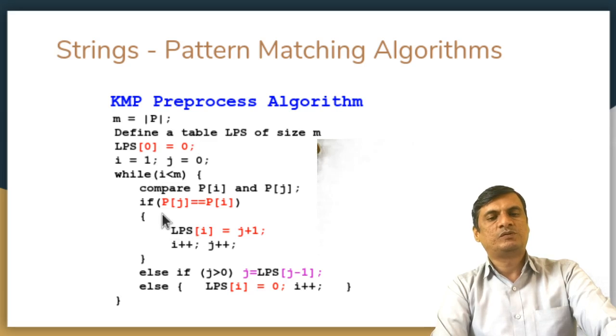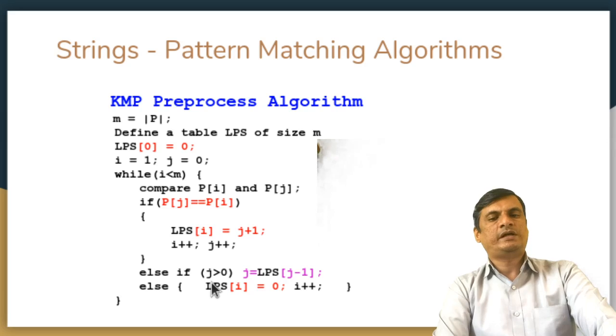So here what you do is, you are trying to compare p of j with p of i. If it is equal, then you store the j plus 1 value into the LPS of i and increment both i and j. If they are not equal, then find out if j is greater than 0, in the sense that a few of the characters were already matched. In that case, you use the previous value of LPS.